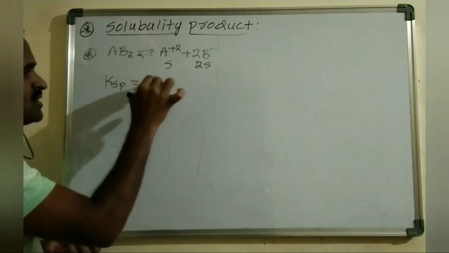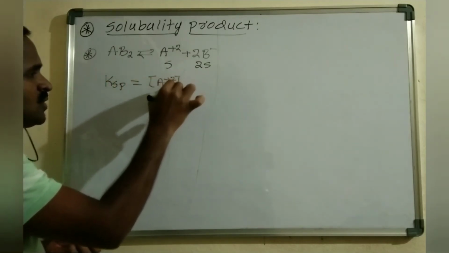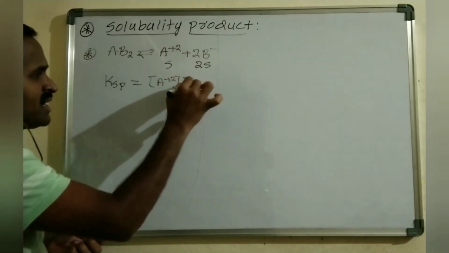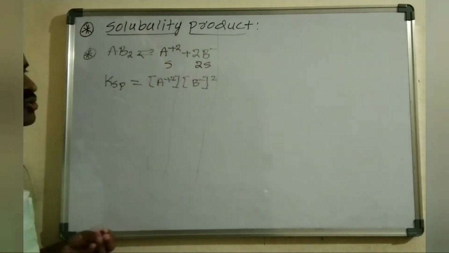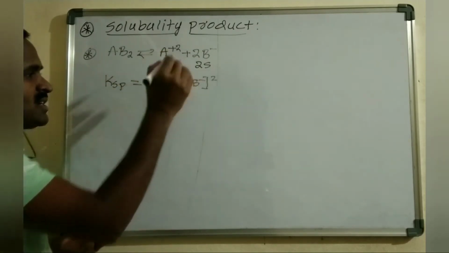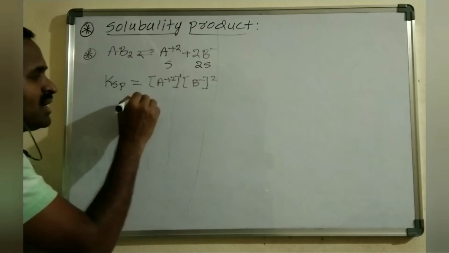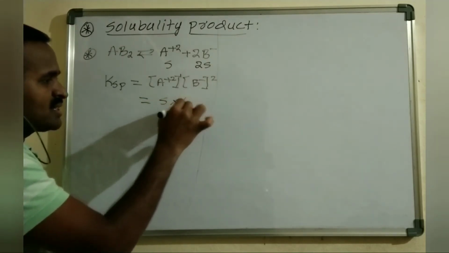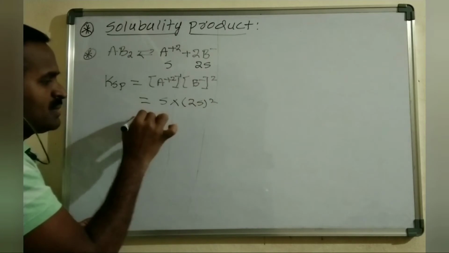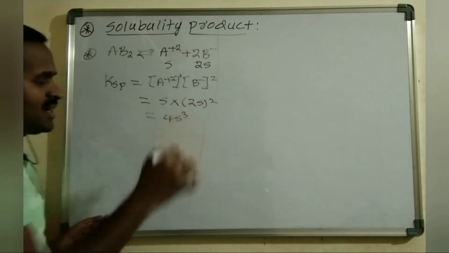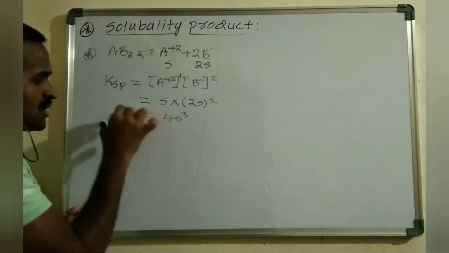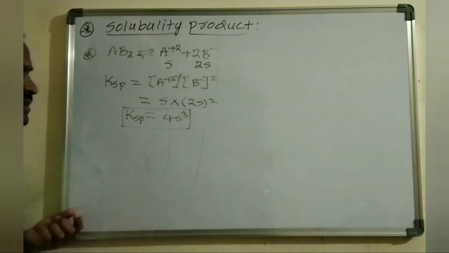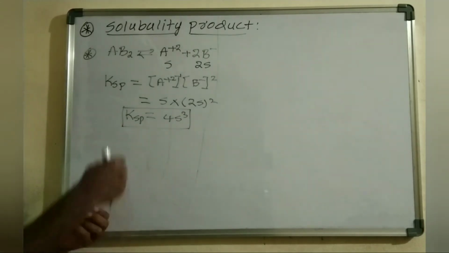I can write down now: this is the A plus 2 ion concentration into the B minus ion concentration, with the whole power. The stoichiometric coefficient will be raised to the power. So this stoichiometric coefficient is 2, it will be raised to the power 2. The coefficient here is 1, so power 1, and this is simply S, and this is 2S whole power 2. That means you will get 4S cube as its solubility product. Here KSP is for AB2 type of electrolyte, and 4S cube is its solubility product.